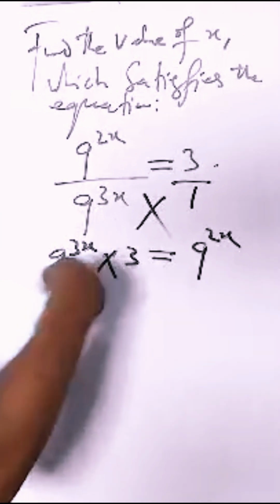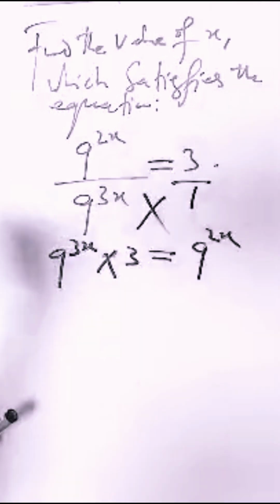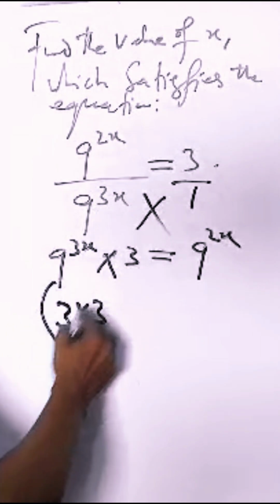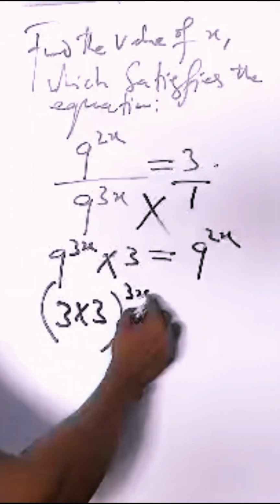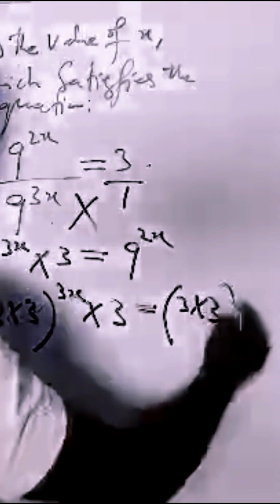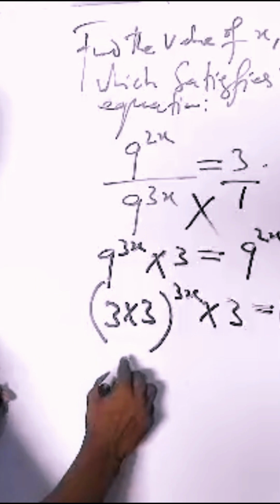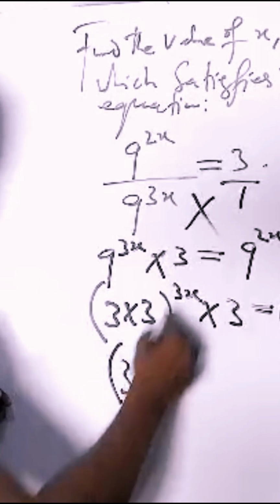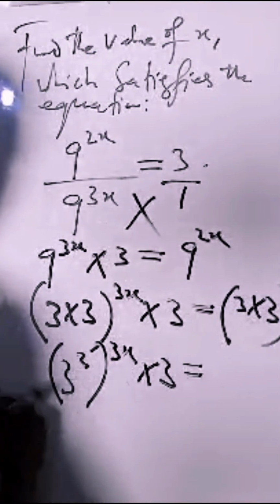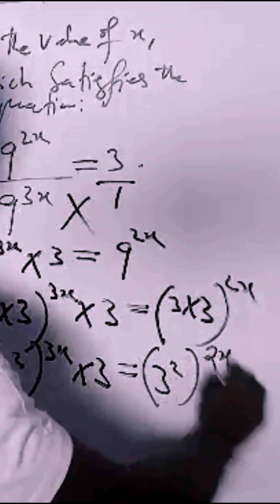So how many times will 3 multiply itself to produce 9? Of course, it is 2 times. 3 times 3 will produce 9. So if that is true, in place of 9 we can have (3 times 3), closing bracket, raised to the power 3x times our 3 here, which is equal to (3 times 3), close the bracket, raised to 2x. At this point 3 times 3 is as good as 3 squared, closing bracket, raised to 3x times 3, and that is equal to 3 squared again, closing bracket, raised to 2x.